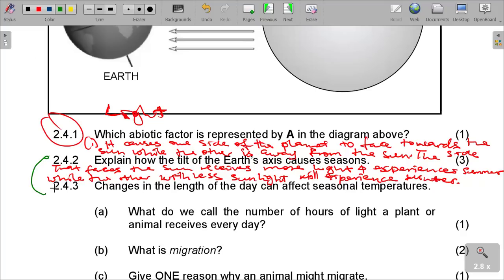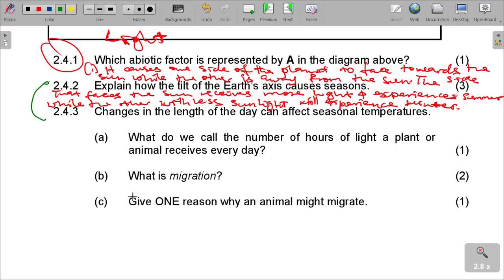Question 2.4.3. Changes in the length of the day can affect seasonal temperatures. That is correct. What do we call the number of hours of light a plant or an animal receives every day? What do we call that? The photoperiod.